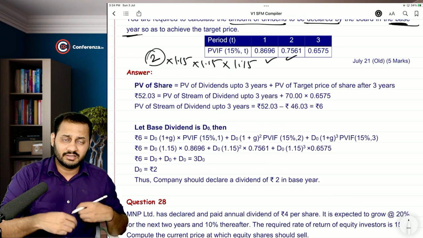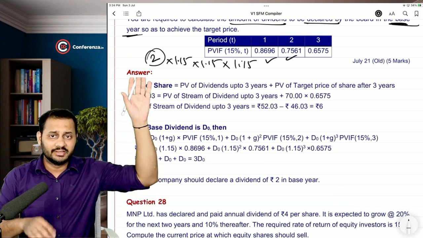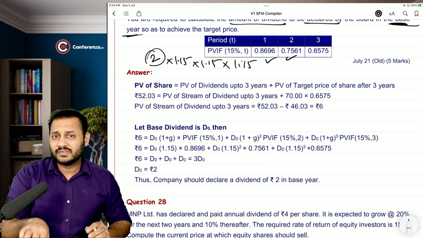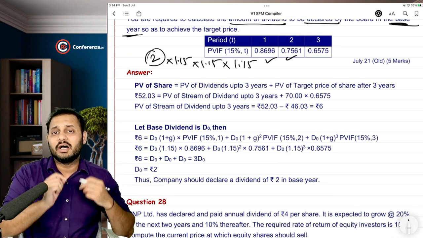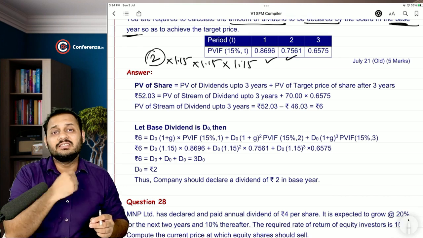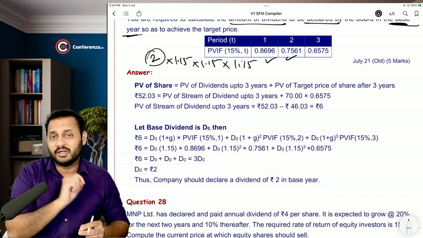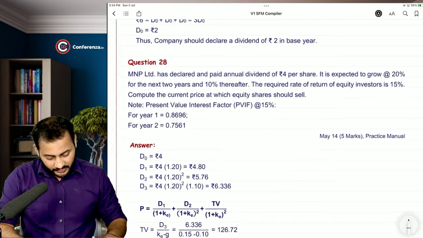What that means is that if you keep doing this, the market price at the end of the third year will be 70 rupees, and you will be coming up with the IPO of your company with the desired price that you wanted, 70 rupees. Question number 27 is over.